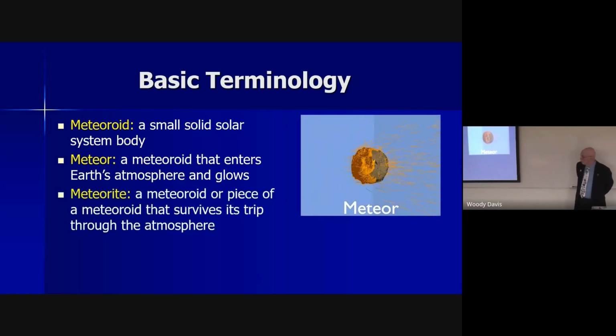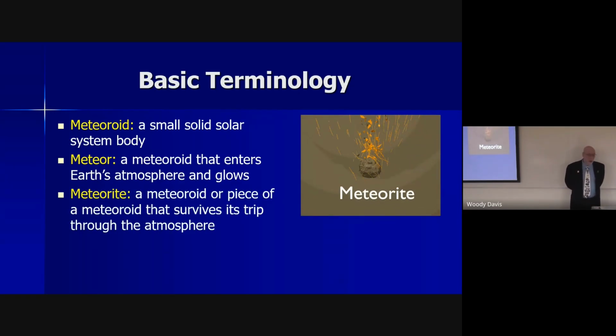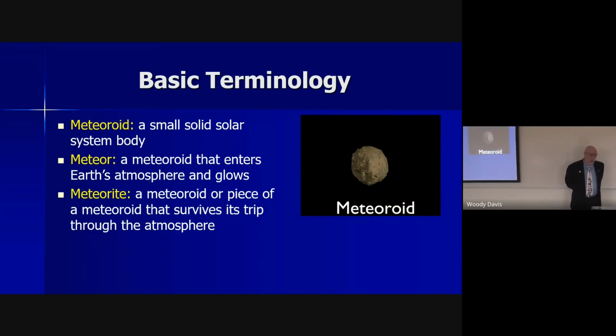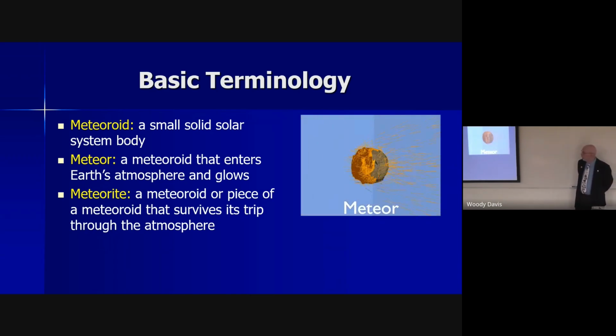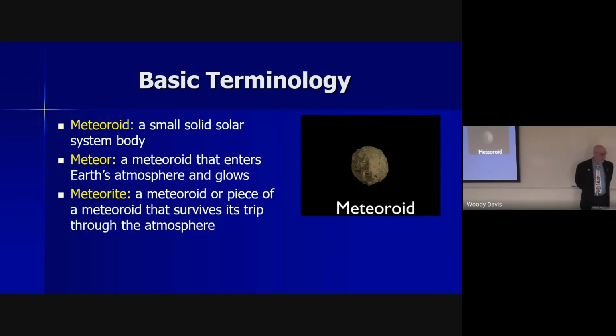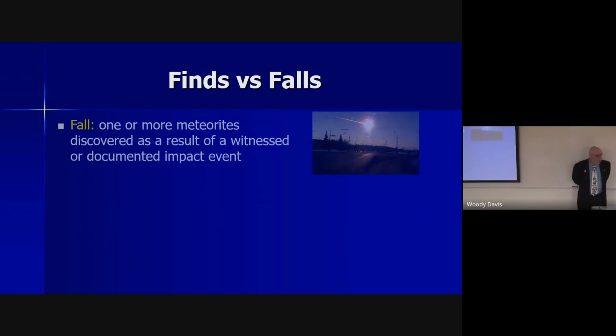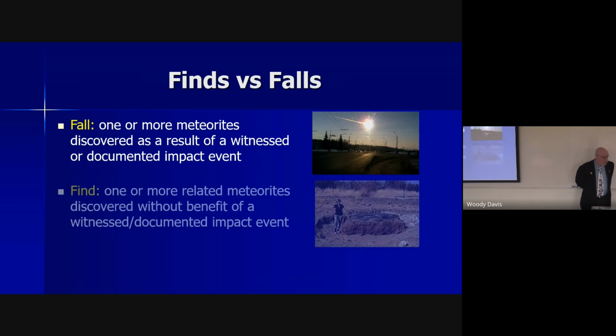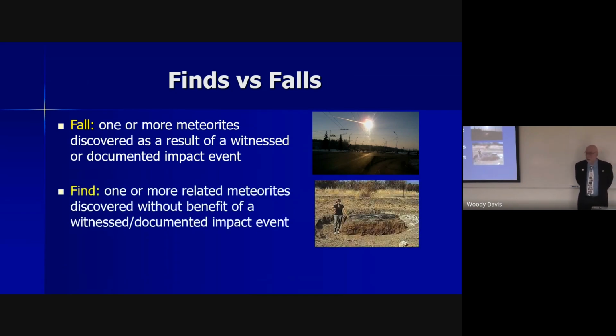And a meteorite is actually a meteoroid or a piece of a meteoroid that survives the trip through the atmosphere and hopefully is found. And a nice little animated GIF file will show the difference. So one or more meteorites discovered as a result of a witnessed or documented impact event is called a fall. And that's as opposed to a find, which means that you found something that wasn't associated with a known or witnessed event.